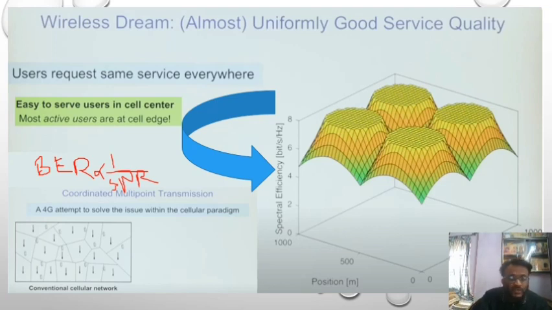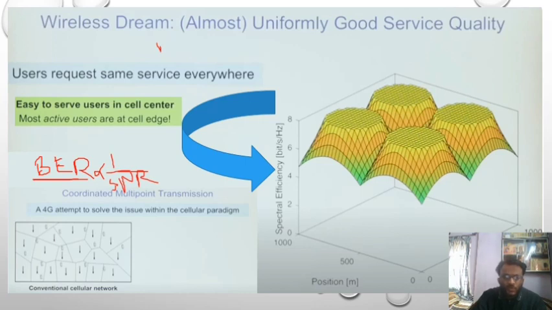But in wireline communication, the bit error rate is e to the power of minus SNR by 2, so it decays very fast, whereas in wireless communication it decays very slowly, because of the presence of noise in the environment. So in the ideal condition, the same service can be provided to all the users, and the power spectrum should be flattened in this way.